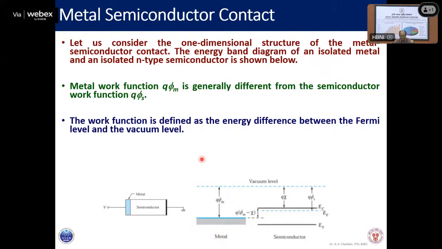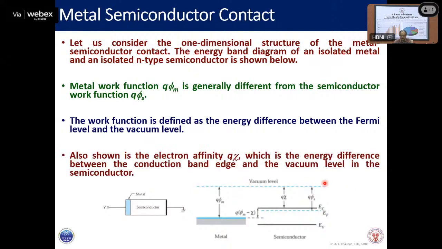This work function is different to this electron affinity, or this is the work function of the semiconductor. Because there is a difference, this difference is the reason why a barrier is created. This work function is the energy difference between the Fermi level and the vacuum level. This I have already explained, the electron affinity.